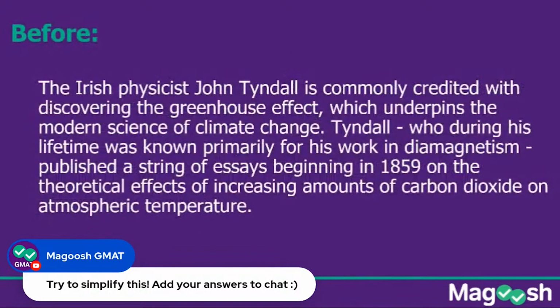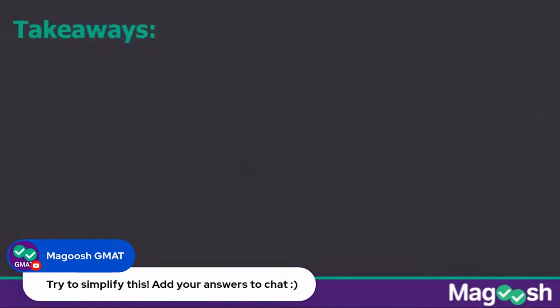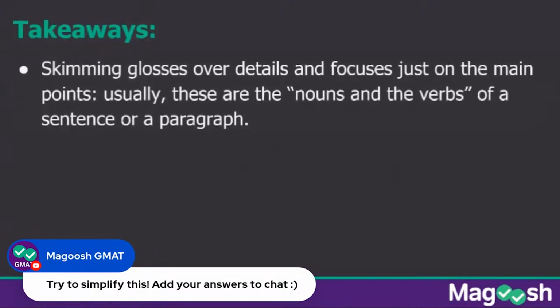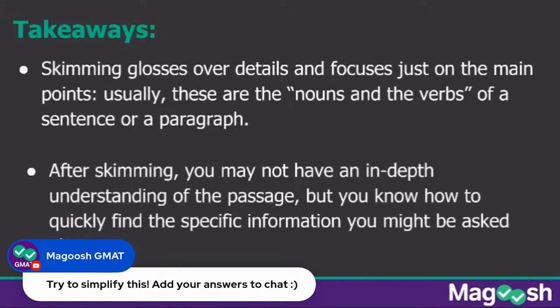So before we had this info-dense information about John Tyndall, and after we took out the important parts, we're really just left with: some guy discovered something that led to a new science. He wrote some essays about it. It's pretty much all we really need to jump into the questions. So here are our takeaways. Skimming glosses over details and focuses just on the main points. Usually, these are the nouns and the verbs of a sentence or a paragraph. After skimming, you may not have an in-depth understanding of the passage, but you know how to quickly find the specific information you might be asked about.